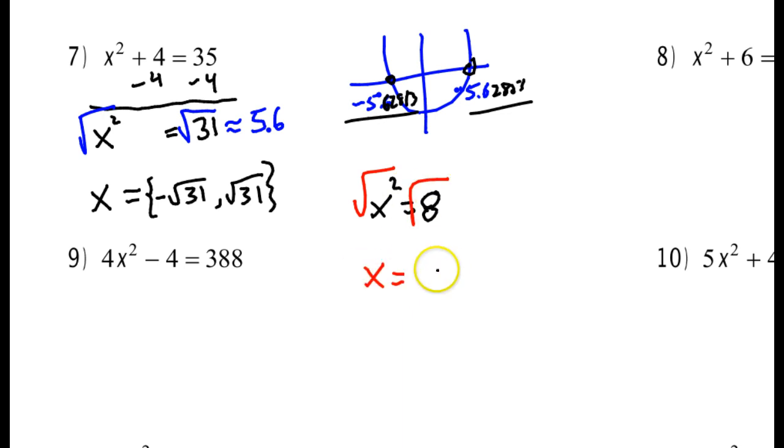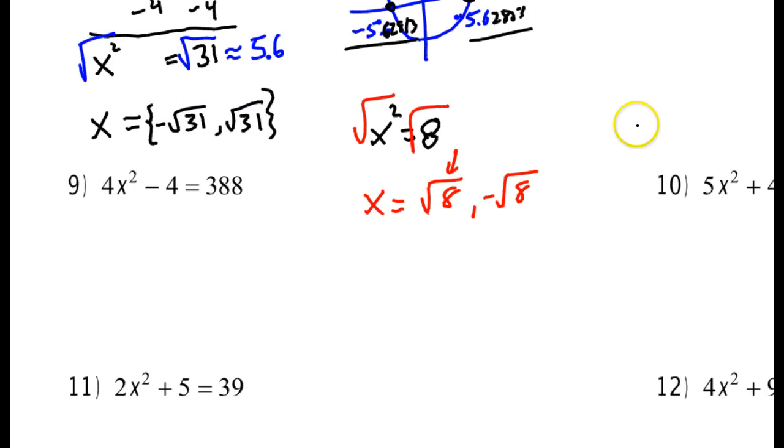Would I say my answer is square root of 8 and negative square root of 8? No, because root 8 reduces. We just spent last week reducing radicals. Sometimes they don't reduce, like root 31 doesn't reduce, right? But root 8 is going to be root 4 times root 2, which is 2 root 2.